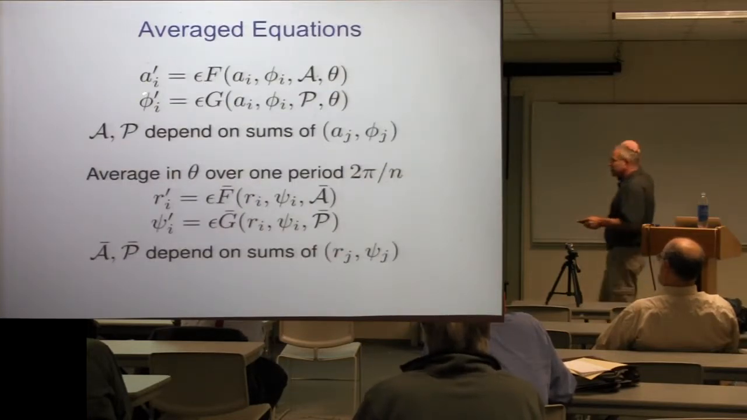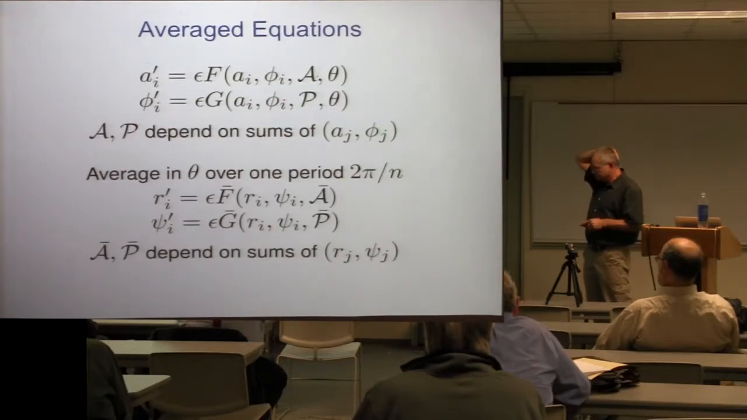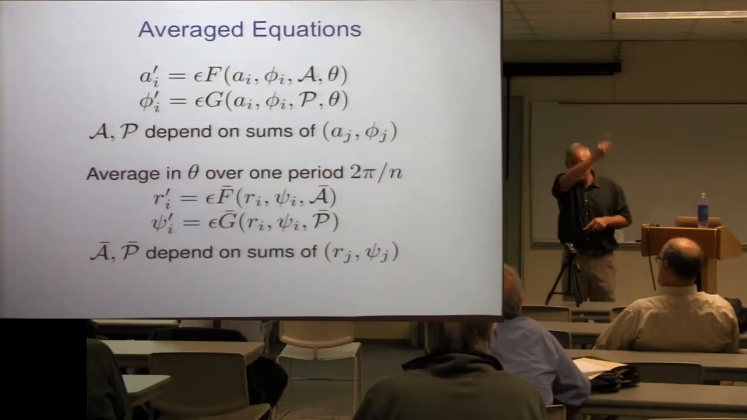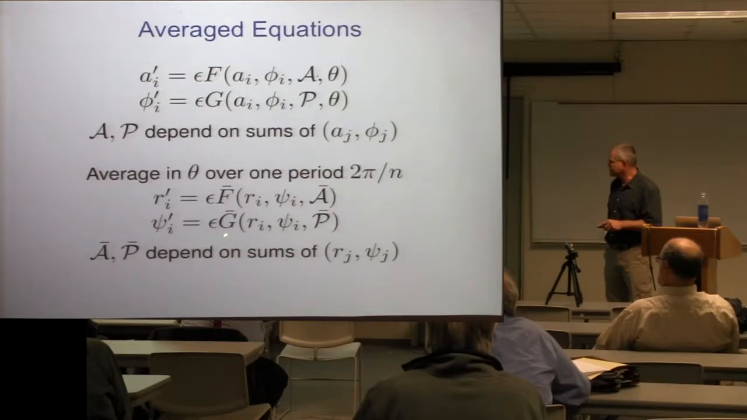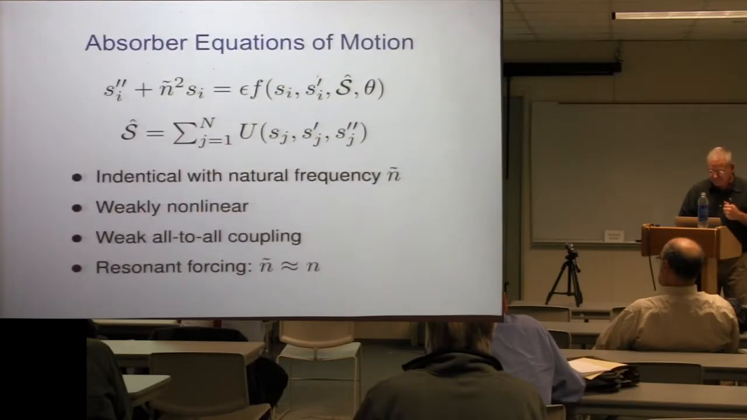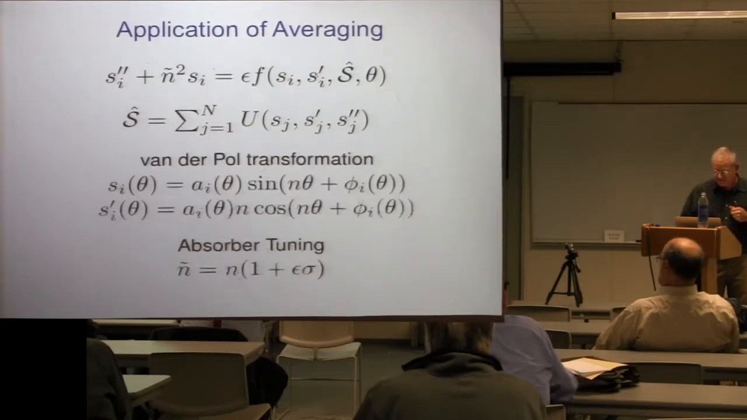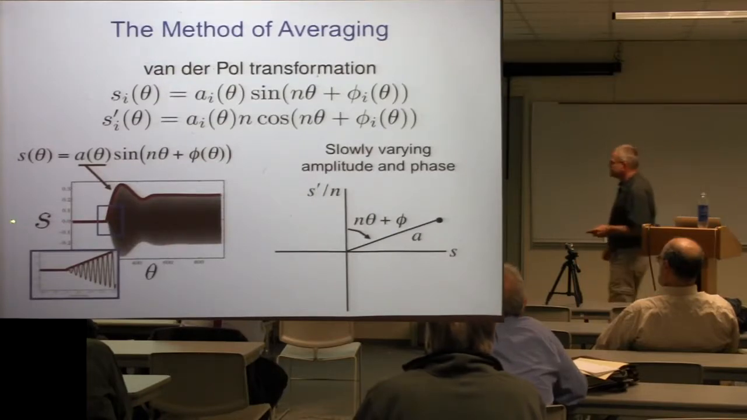And so in terms of the amplitude and phase, you have these equations where these A's and this A and P depend on the sums of all the absorbers. You average over a period, which in this case is 2 pi divided by n because I have n cycles per crank angle. And you get rid of this theta dependence, and you have these new coordinates r and psi, which represent the average values of A and phi. Man. Yeah, see, this is an old version. I apologize.